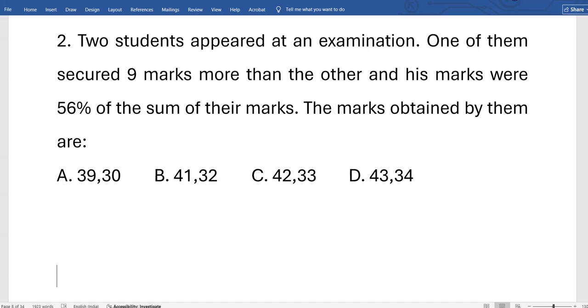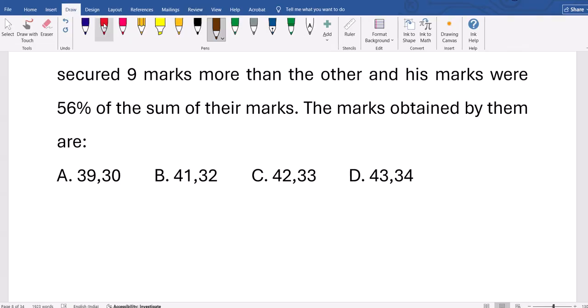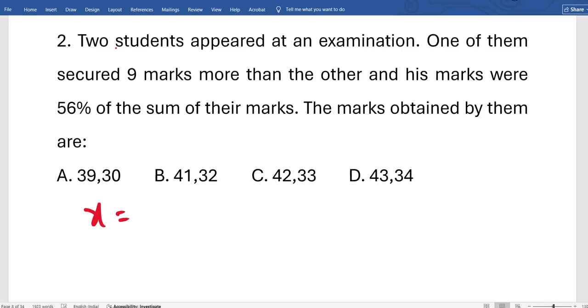Sir, I'll go with option verification. One thing, the difference is 9 in all options. One student is 9 more than the other. Every option you try, the 9 gap is there. Okay, but see the other side, what you can do in this question. X equal to Y plus 9, fine. The other statement is X is 56% of X plus Y.